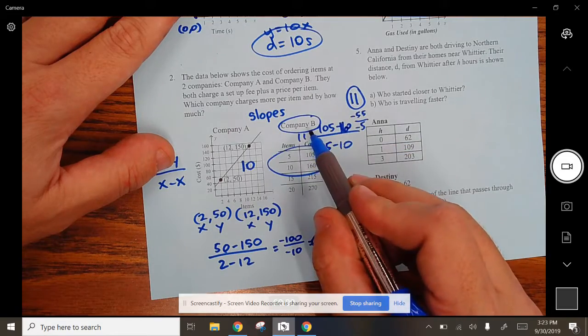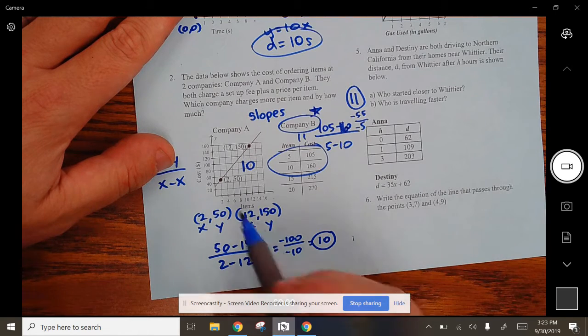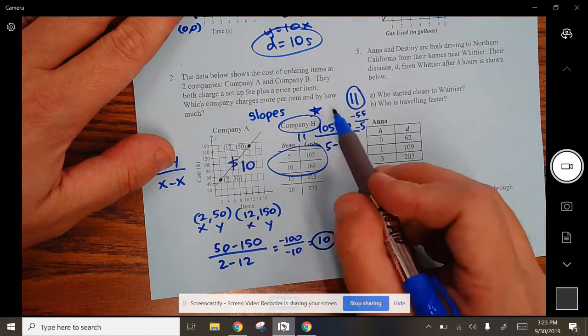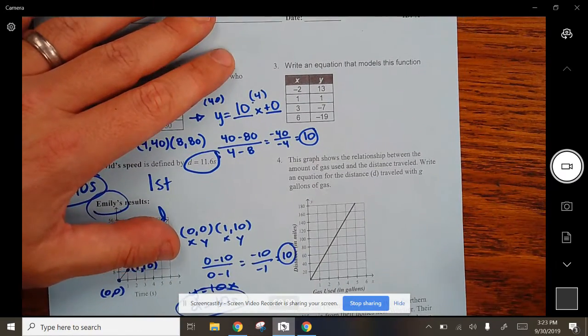So company B is the one that's charging more per item. It's charging $11 per item as opposed to company A, which is $10 per item. Okay? Number 3, you should not have any issues with 3.